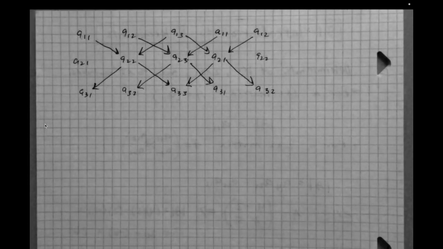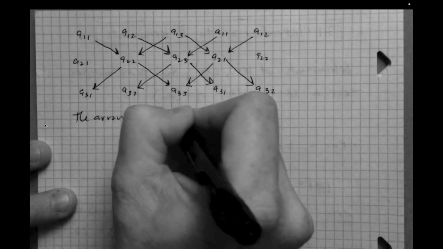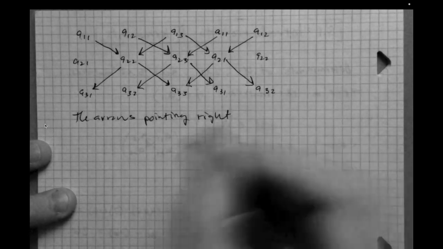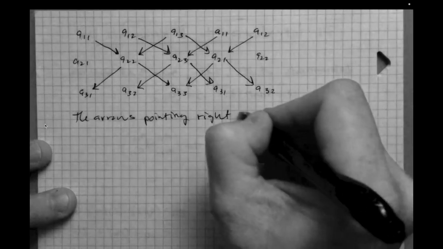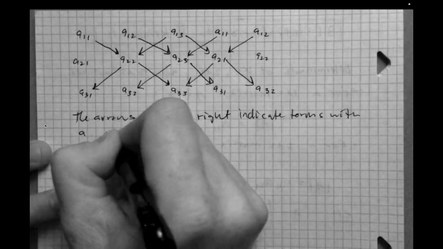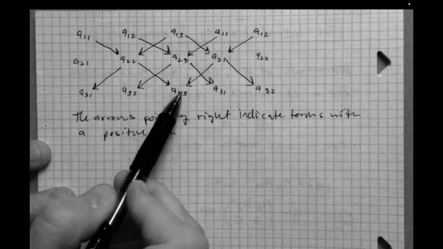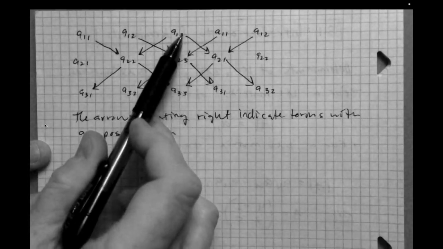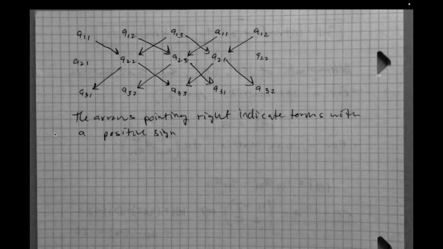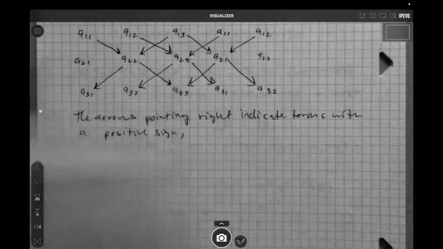So the way to think about this, obviously you can draw the picture. It's easy to remember this schematic. The arrows pointing right indicate terms with a positive sign. So that's these 3: A11 times A22 times A33, that's a positive sign, positive sign, positive sign. Everything with the arrow to the right is a positive sign.